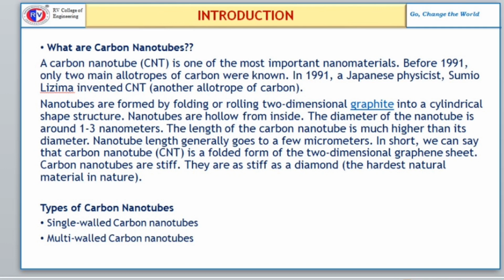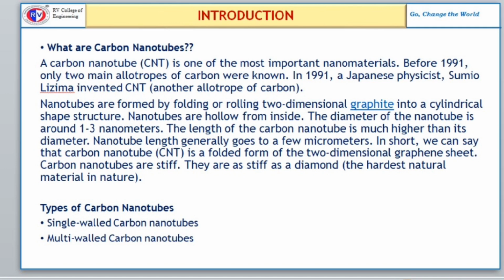Nanotubes are formed by folding or rolling two-dimensional graphite into a cylindrical shaped structure. Nanotubes are hollow from inside. The diameter of the nanotube is around 1 to 3 nanometers. The length of the carbon nanotube is much higher than its diameter. Nanotube length generally goes to a few micrometers. In short, we can say that a carbon nanotube is a folded form of the two-dimensional graphene sheet.